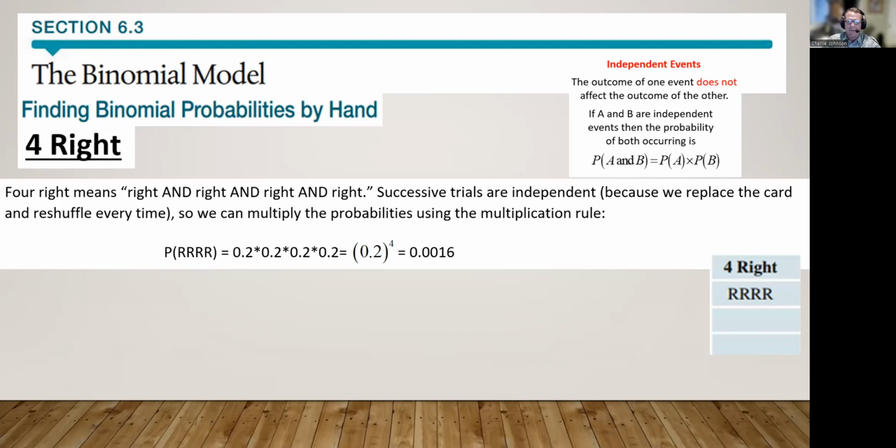So by the multiplication rule of independent events, the outcome of one event does not affect the outcome of the other. If A and B are independent events, then the probability of both occurring is just the product of their probabilities. The probability of A and B is the probability of A times the probability of B. So for this one, to get 4 right, the probability that we get them right is 0.2 on each one, and we want all 4 of them. So we multiply 0.2 by itself 4 times. 0.2 to the fourth power is 0.0016.